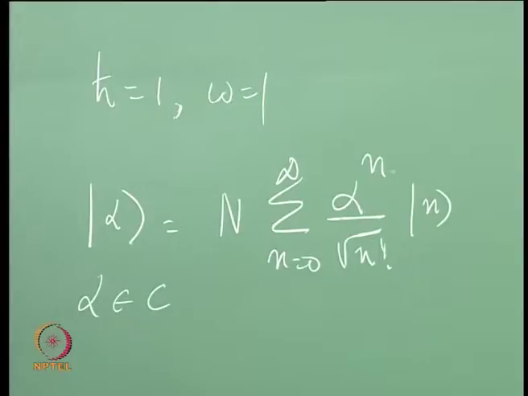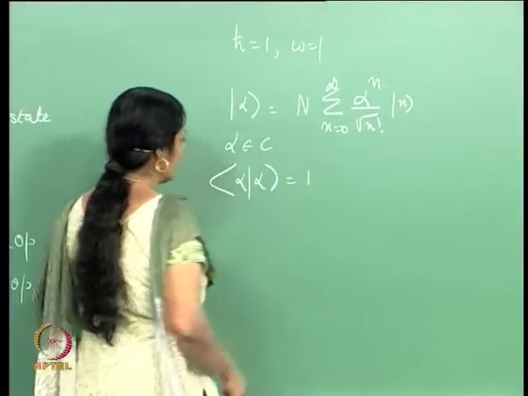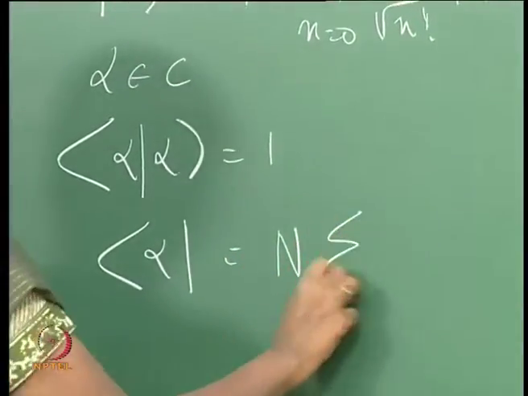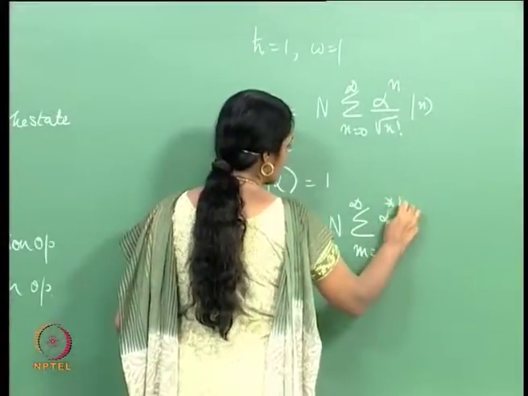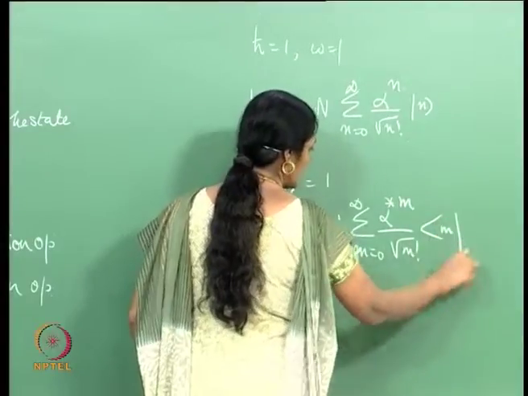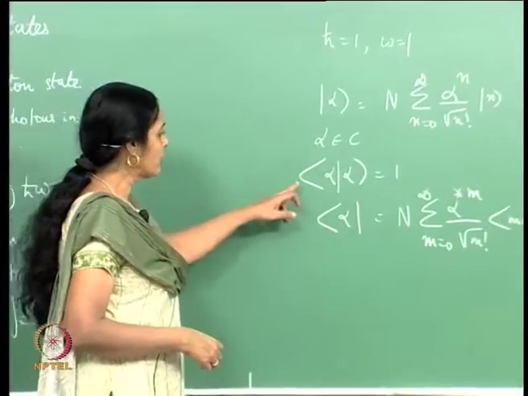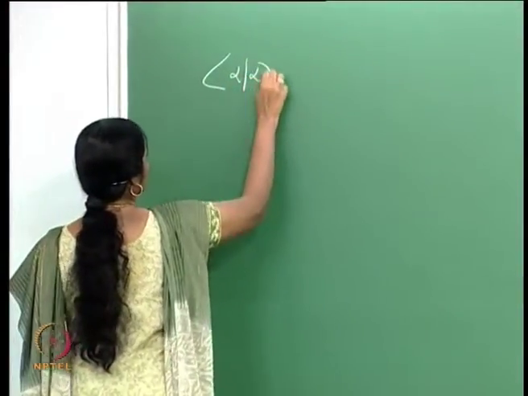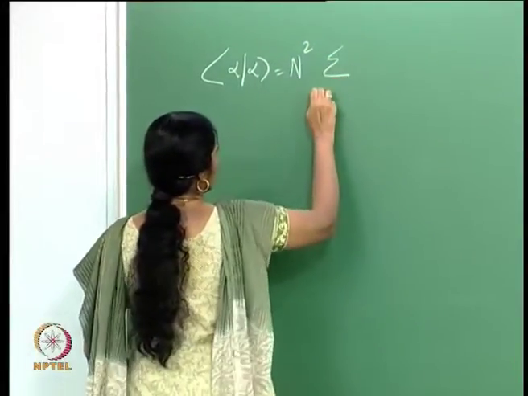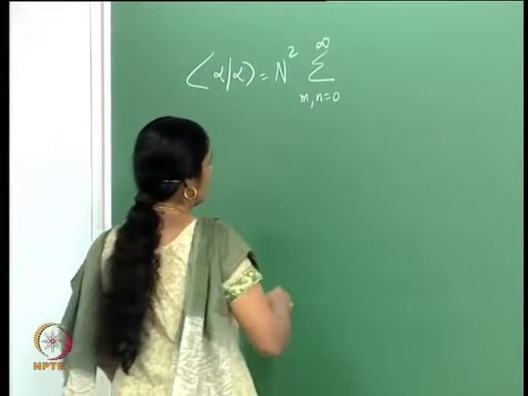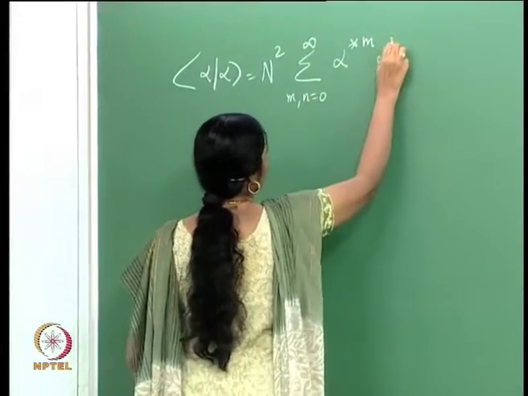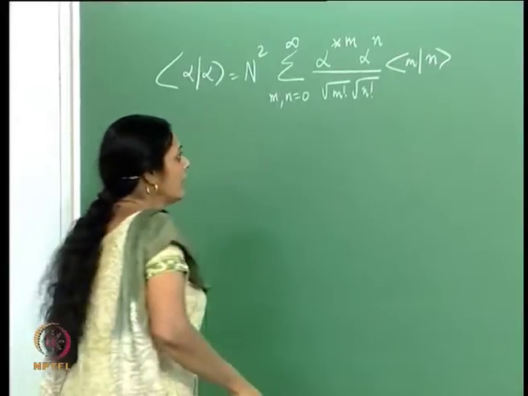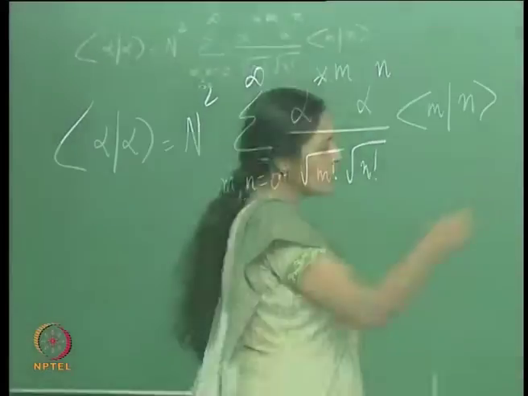First of all, let's normalize the state. I want this property, the inner product of alpha with alpha is equal to 1. So the bra is N times the summation m equals 0 to infinity, alpha star to the power of m by root m factorial, bra m. And therefore, if I try to find the inner product, which I will work out, there is an N squared, summation m, n equals 0 to infinity, alpha star to the power of m, alpha to the power of n by root of m factorial root of n factorial, times the inner product of bra m with ket n, which is what I have got from there.